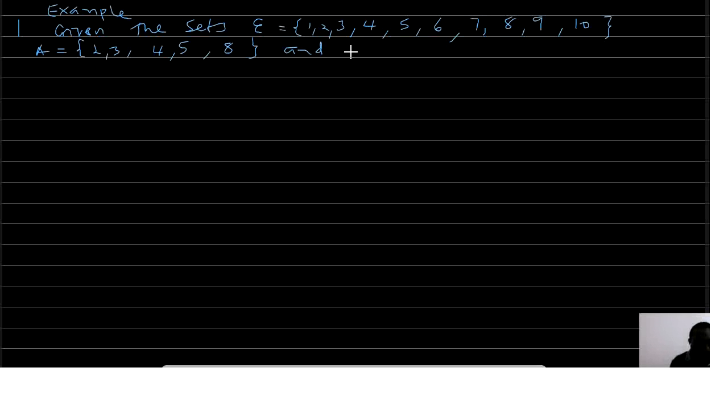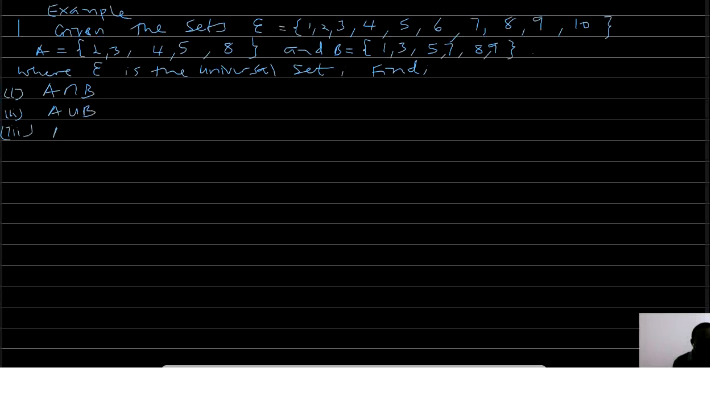Given the sets, the universal has elements 1, 2, 3, 4, 5, 6, 7, 8, 9. Set A has elements 2, 3, 4, 5, 8. And set B has elements 1, 3, 5, 7, 8, 9. Where that symbol there shows the universal set. Now they need us to find A intersection B, A union B, A intersection B complement, A complement intersection B, A complement intersection B complement. So that is the problem given to us.